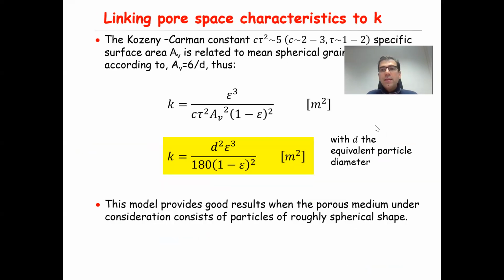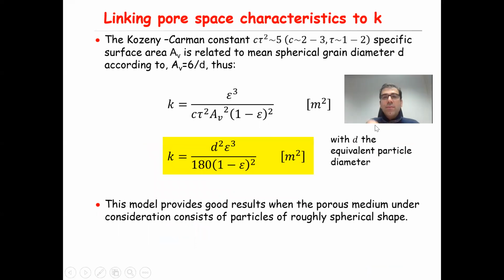Now in many cases, the factor C tau squared is roughly equal to 5, because C, the shape factor, is around 2 to 3 and tau, the tortuosity, is between 1 and 2. Therefore, C tau squared is roughly 5, a constant. And Av, the specific surface area, for a spherical particle is equal to 6 divided by d. We derived that in one of our previous lectures.